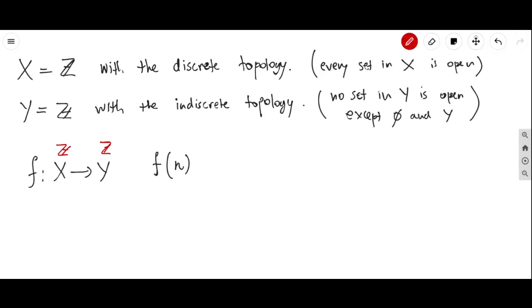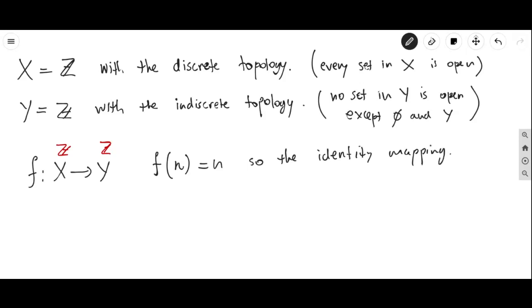You can, of course, write Z, comma, the discrete topology and Z, comma, I for the indiscrete topology, but that looks fairly complicated. So I'll just write it like this. And you map an integer to itself. So the identity mapping, okay, this is n. So the identity mapping.